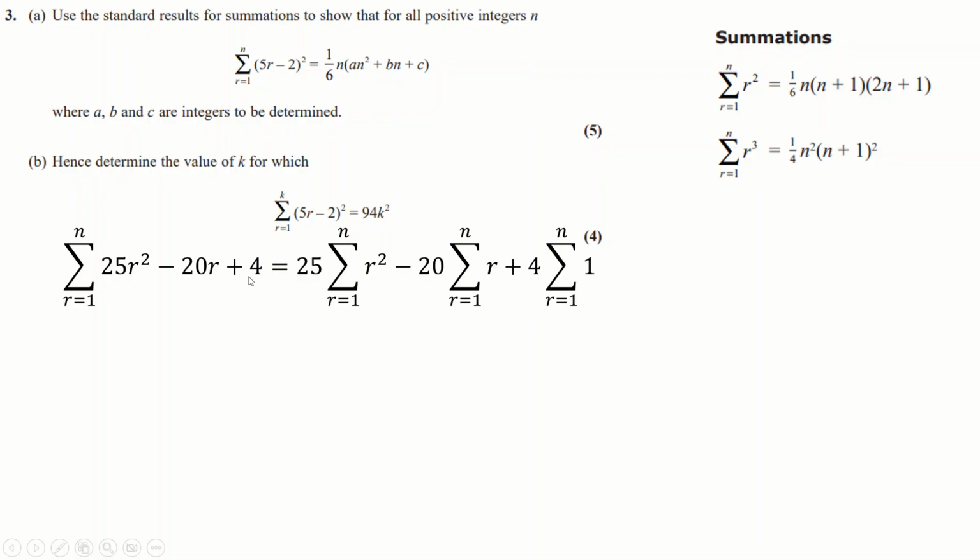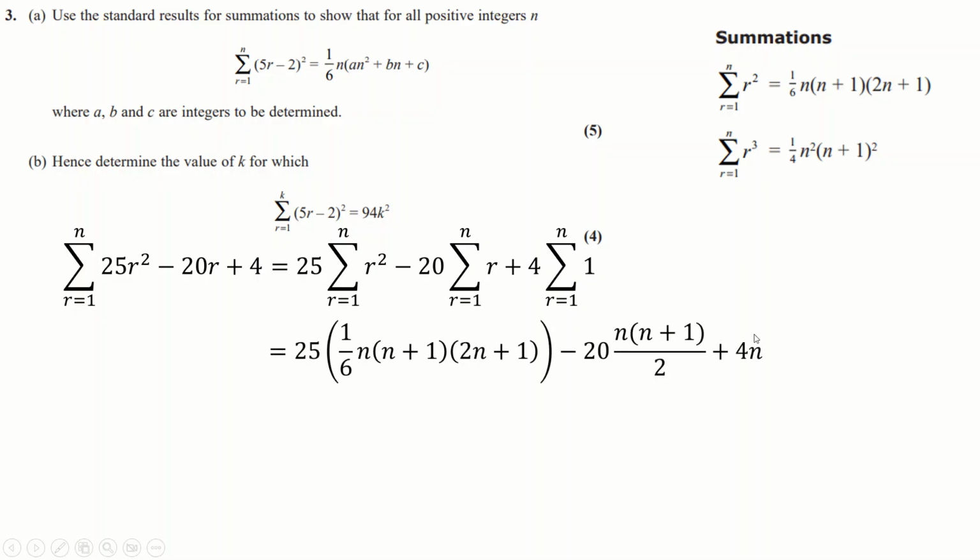This we can also say is 4 times 1 and just put it there. Now this is a standard result that's in there. We're allowed to use the standard results. We don't have results for these two. You're just expected to know that this one is n(n+1)/2 and this one is just n. So those are the results you're just expected to know.